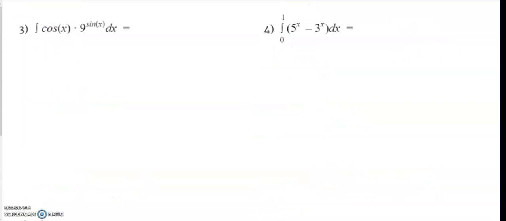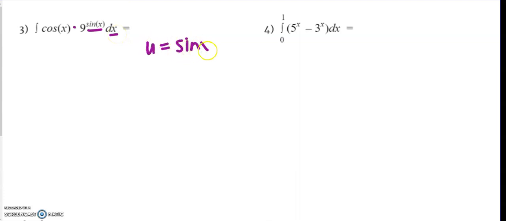Couple more. I've got the integral of cosine x times 9 to the sine x dx. Looking at this, I have a product. We do not have a product rule for integrals, so in my head I should be saying I should try a u sub. My expression in the exponent is not a perfect match to my variable of integration, so that's what I'm going to go with for u.